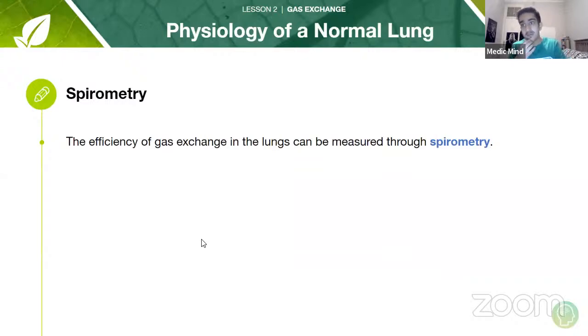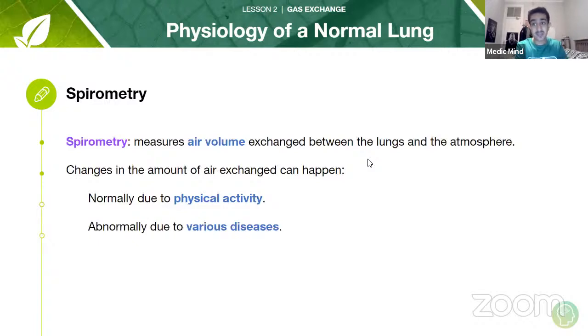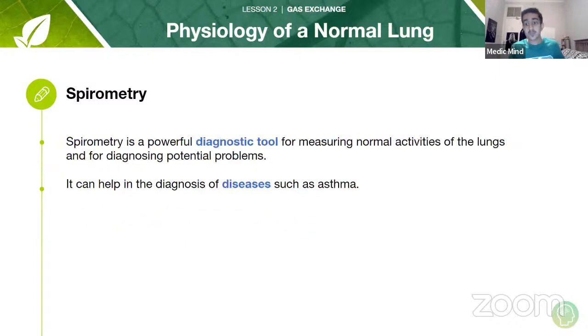Okay, so now we're talking about the efficiency of gas exchange. And we're now going to talk about a little bit of medicine, which is quite interesting. The efficiency of gas exchange can be measured through a process called spirometry. Spirometry is basically a technique of measuring the volume of air exchanged between the lungs and the atmosphere. This can be either normal or abnormal because different conditions affect the lungs in different ways. Spirometry is a really important diagnostic tool for measuring the normal activities of the lungs and for telling you if there are any problems with them.